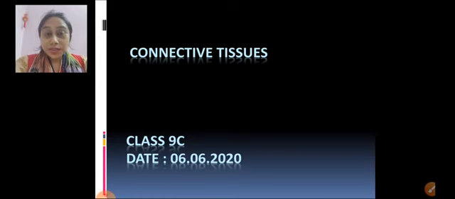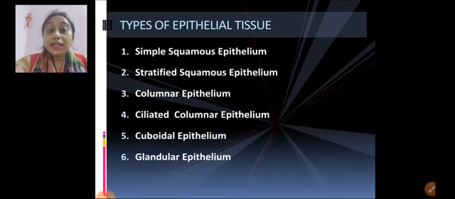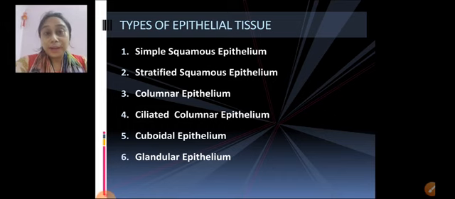Okay, students, you remember that we are studying the chapter tissues. Do you remember that? We have studied different types of plant tissues, right? And we have also started studying animal tissue. And in the last class, what have we studied? We have studied that the epithelial tissues are of various types, like simple squamous epithelium, stratified squamous epithelium, columnar epithelium, ciliated columnar epithelium, then cuboidal epithelium, then glandular. These 6 different types of epithelial tissues are present in different parts of the human body, if you can remember.